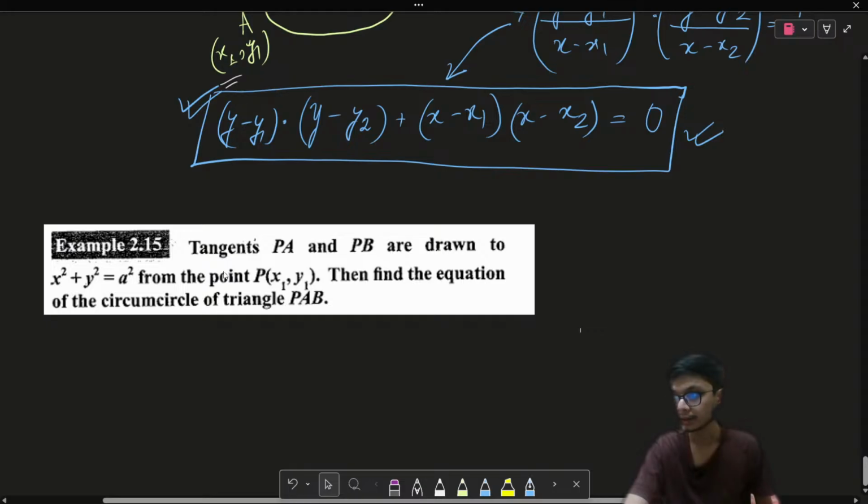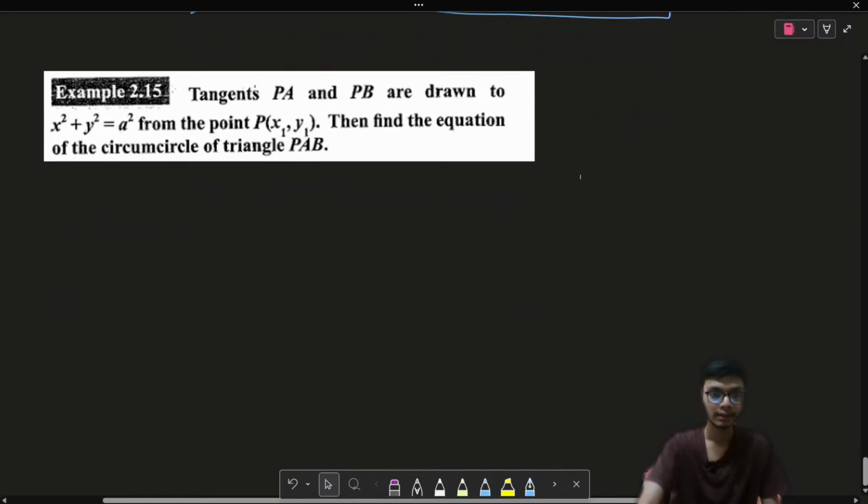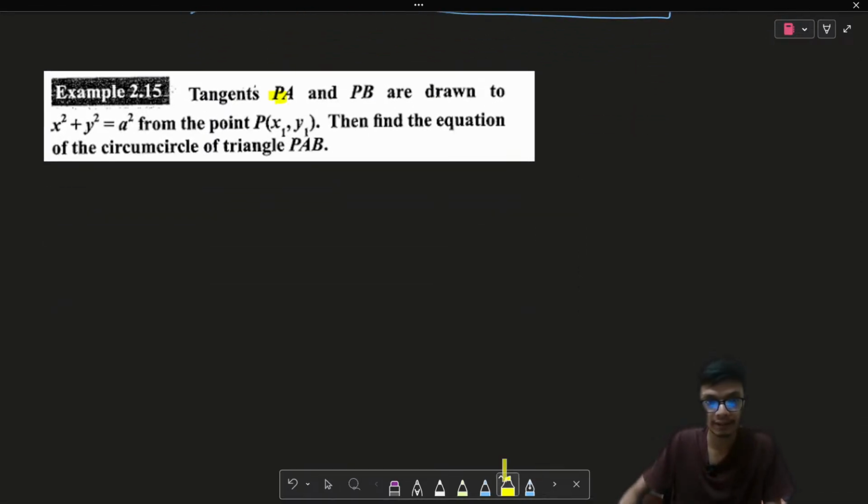The question mentions that the tangents PA and PB are drawn to this particular circle from a given point x1 y1 which is lying outside the circle. With this formulation of the problem, you have to find the equation of the circumcircle of the triangle PAB. So let us try to understand what the question means. If you look at this particular equation of the circle, that is x square plus y square is equal to a square.